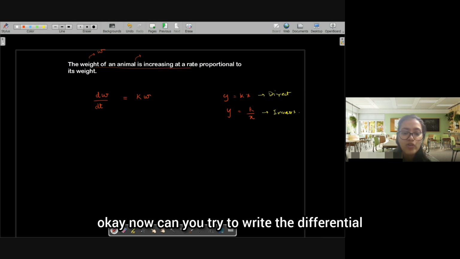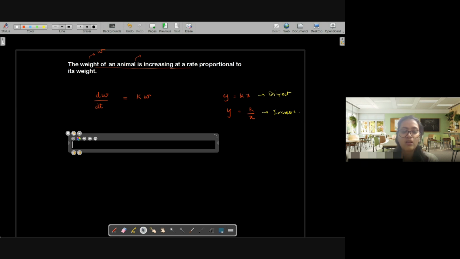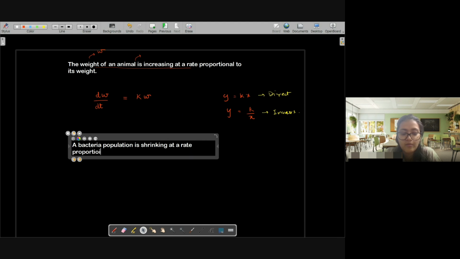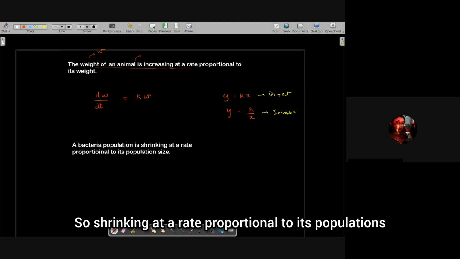Now, can you try to write the differential equation for this situation? A bacteria population is shrinking at a rate proportional to its population size. So shrinking at a rate proportional to its population.